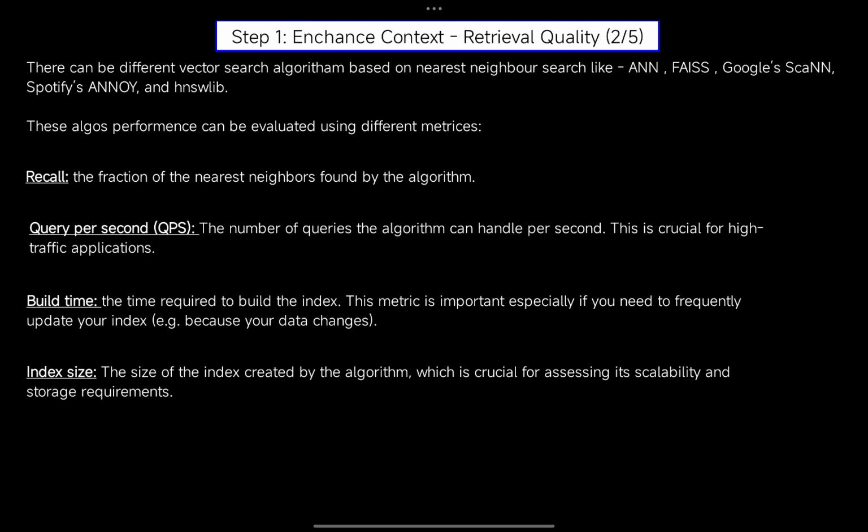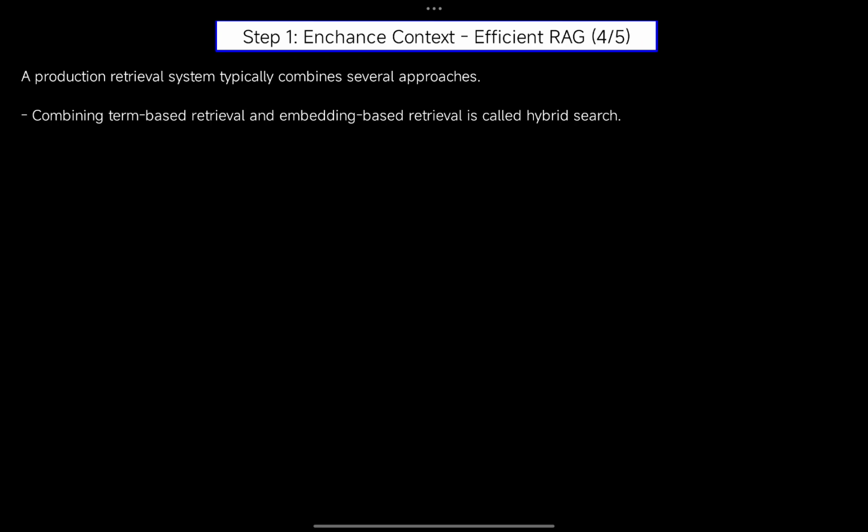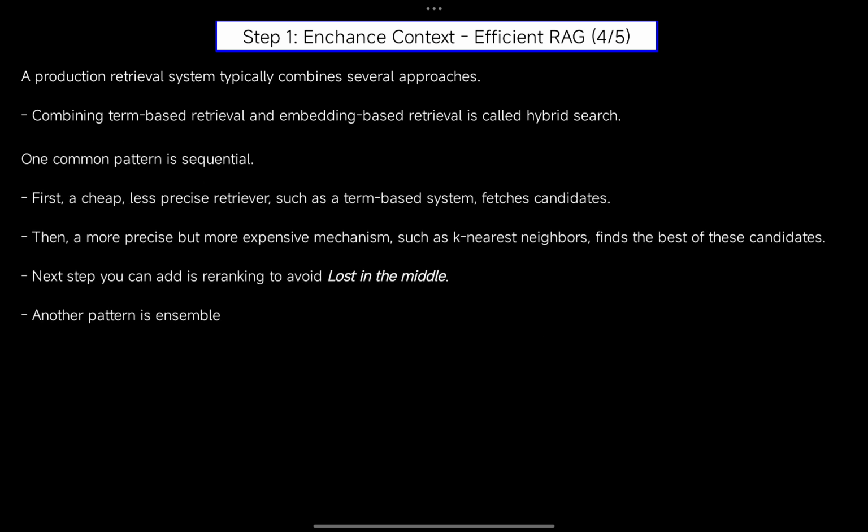So that time, what is the index size that you need while building the system, that you should take into consideration while enhancing the context using this retrieval mechanism, right? So then what we generally do in a production system is we try to combine several architectures or algorithms, and then we go for the hybrid approach, right? So there, we follow a step-by-step or sequential pattern.